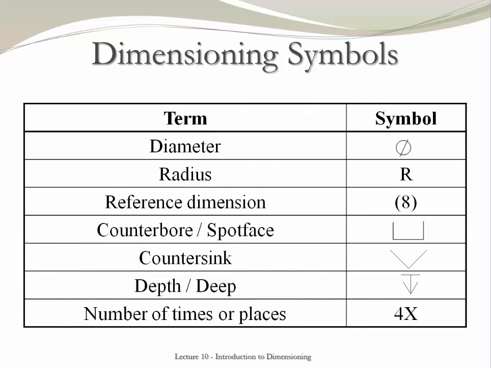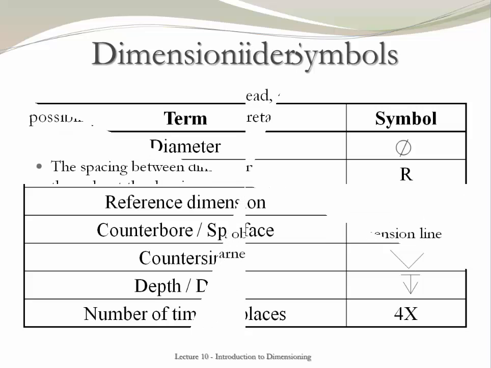This table shows the most common symbols that are used in a technical drawing. If you notice, we have diameter, radius, reference dimension, counterbore hole, countersink hole, the depth, and the number of times or places a feature is repeated.